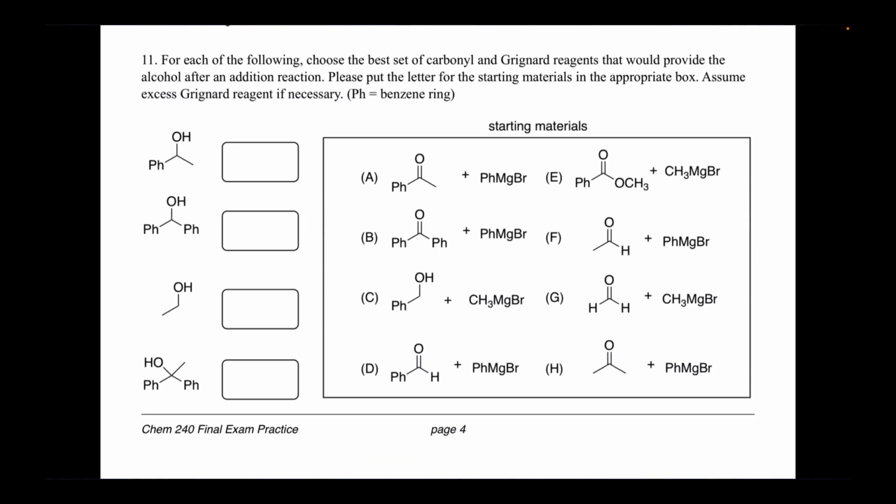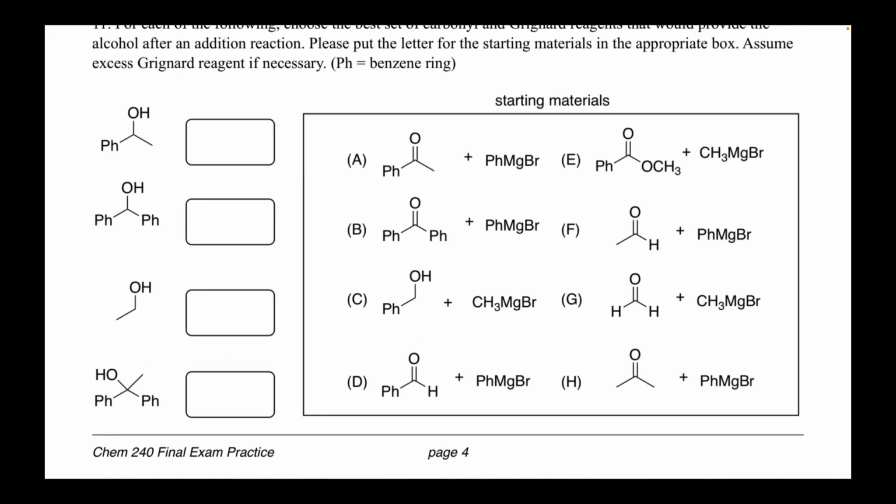I like this question. So here are alcohols, products, and there's various starting materials or mixtures of starting materials. So a Grignard reagent and a carbonyl compound. And so to make that alcohol, one of those is the mixture that you would need to make that one, or make that one, or make that one, or make that one.